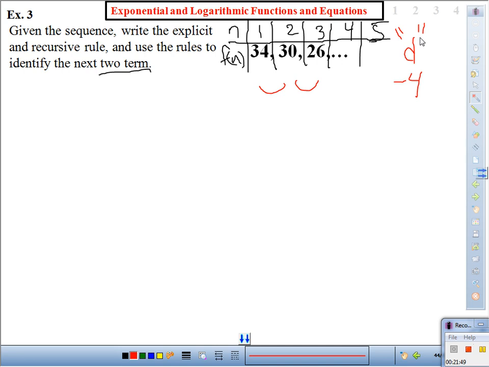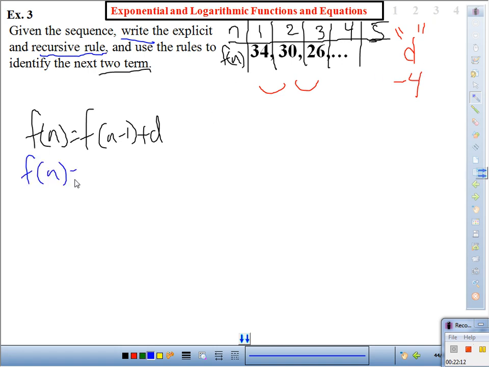Now that you have that, now you can think of the two forms. Let's start with recursive. What was our recursive form? F of n equals f of n minus 1 plus d. So I'm going to write my recursive rule using this d. So then it's f of n equals f of n minus 1 minus 4. This is the what? Recursive. But they want us to find also the what?